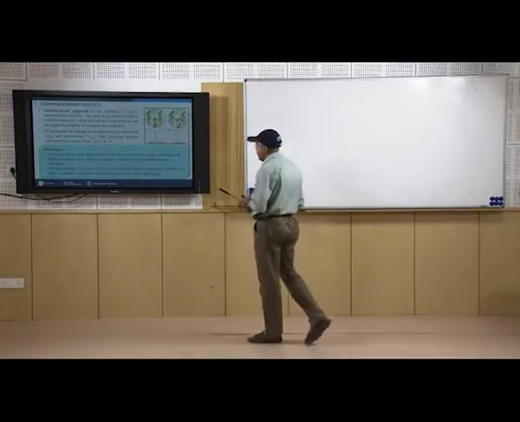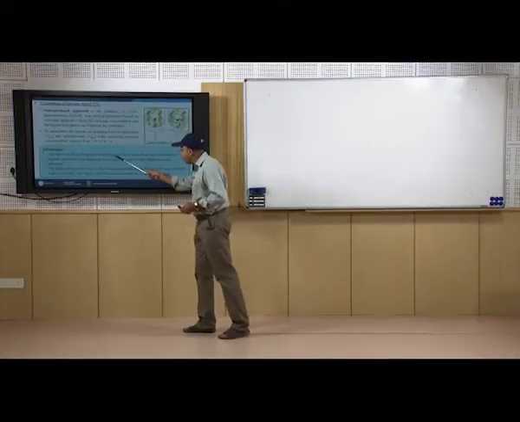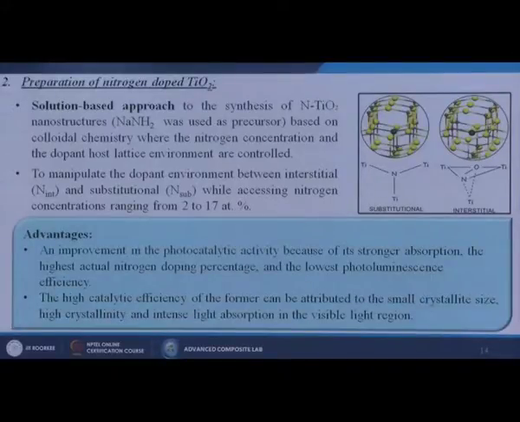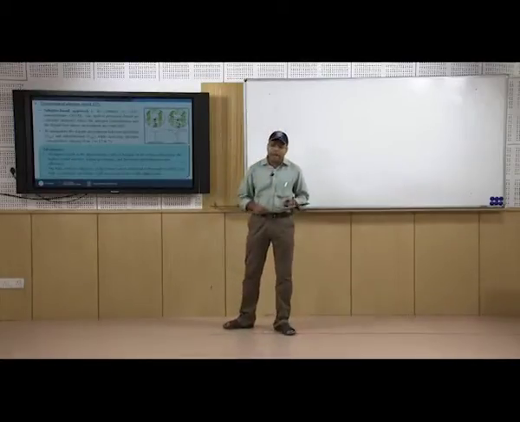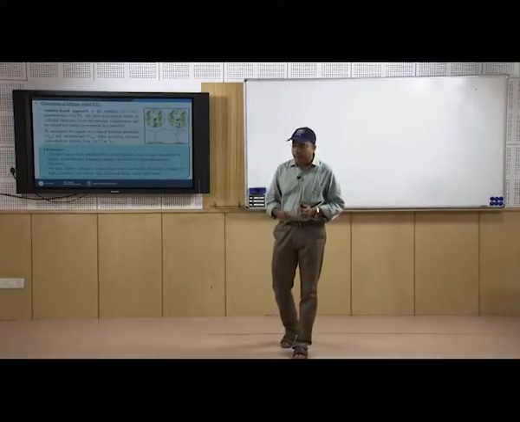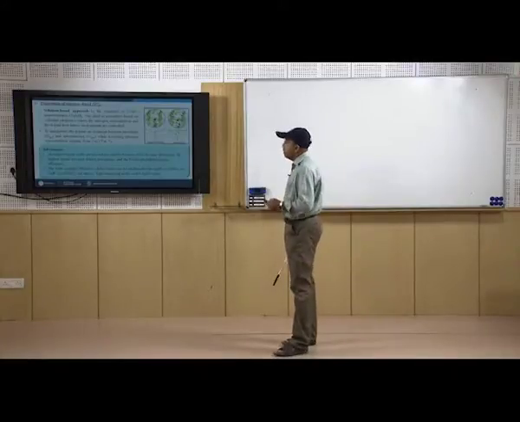So what are the advantages? An improvement in the photocatalytic activity because of its stronger absorption, the highest actual nitrogen doping percentage and the lowest photoluminescence efficiency. The high catalytic efficiency of the former can be attributed to the small crystallite size, high crystallinity and intense light absorption in the visible light region. So these are all the added advantages, or added properties, which we get by doing this kind of doping onto the titanium dioxide.